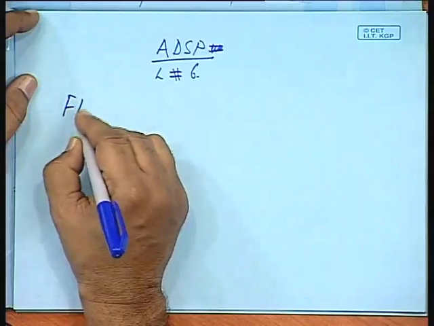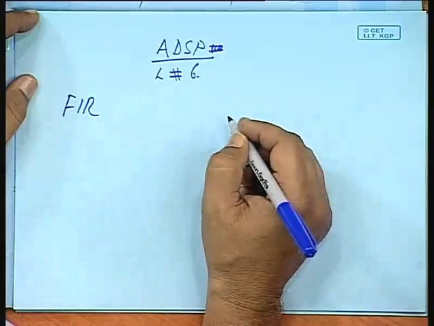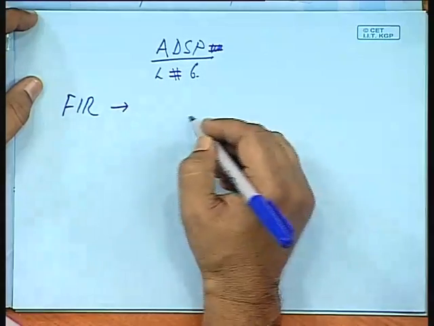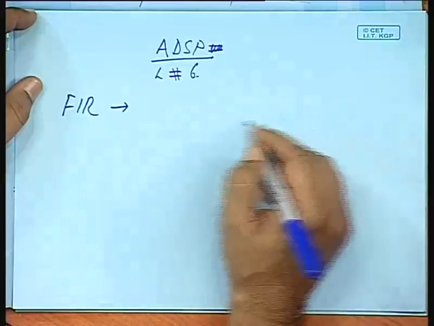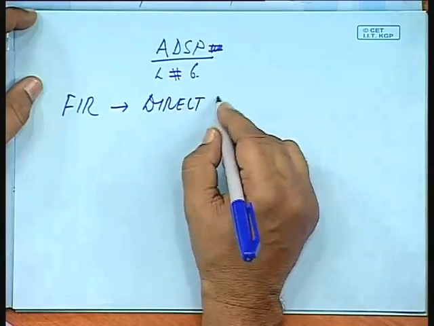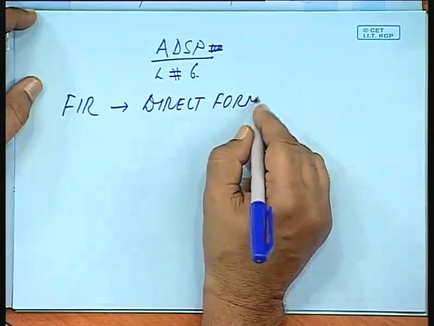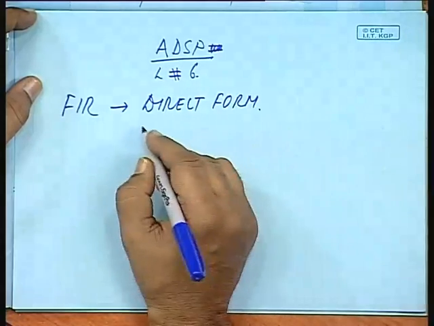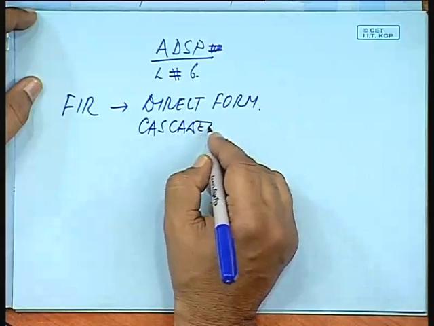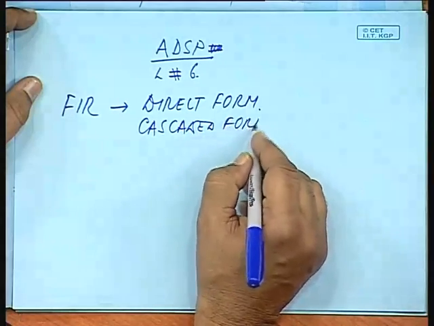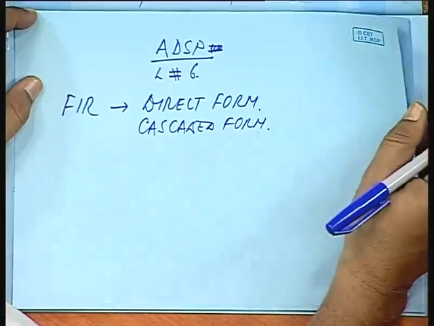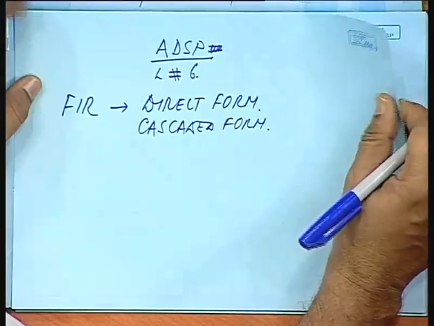FIR filters you have studied in the DSP course. When you synthesize FIR filters, you can have a direct form. You can have a cascaded form. What is the advantage of the cascaded form? Why do you cascade filters?